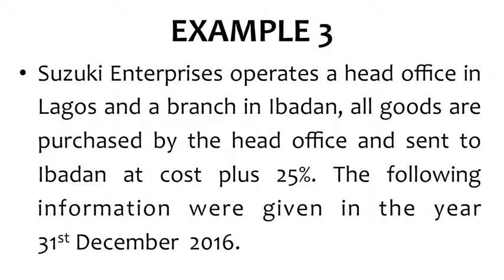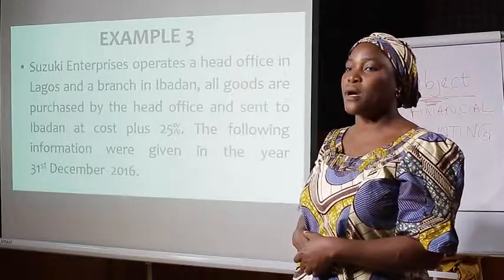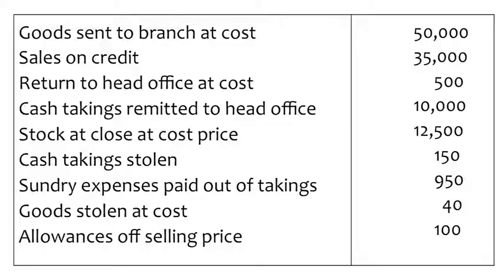All goods are purchased by the head office and sent to Ibadan at cost plus 25%. The following information is given for the year ended 31st December 2016. Goods sent to the branch at cost, 50,000 naira. Sales on credit, 35,000 naira. Returns to the head office at cost, 500 naira. Cash takings remitted to head office, 10,000 naira.